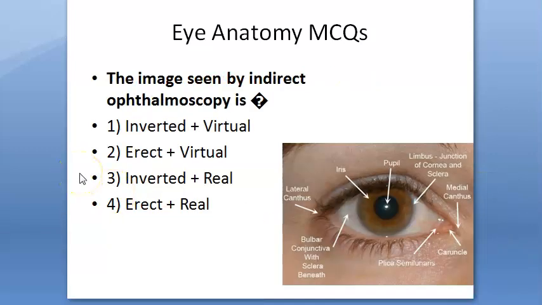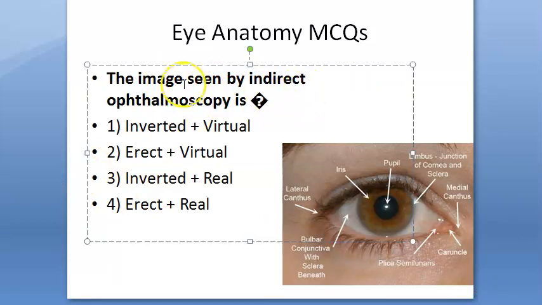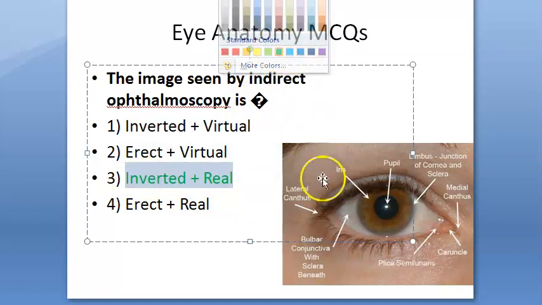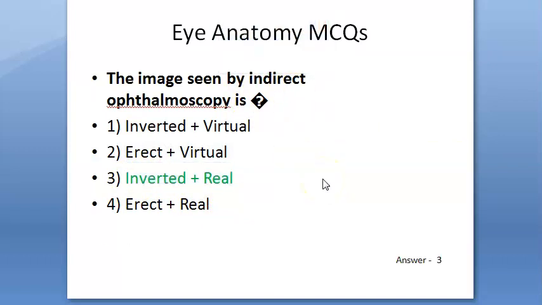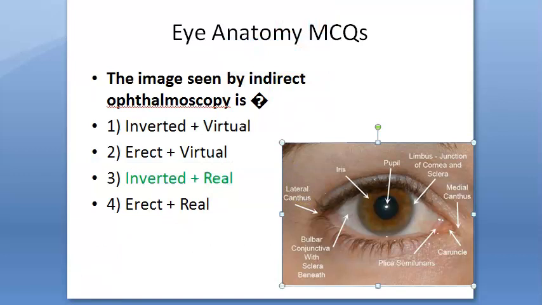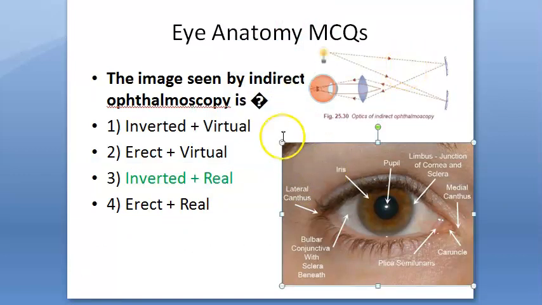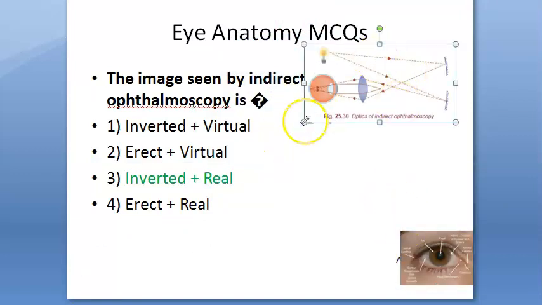Image seen by an indirect ophthalmoscope or image seen by indirect ophthalmoscopy is it a real image? Yes, it's a real image. It is inverted. Okay, this is the answer. It is real and inverted. So let's look at the answer. Yeah, real and inverted. This is indirect ophthalmoscopy. They have not actually mentioned clearly in this.